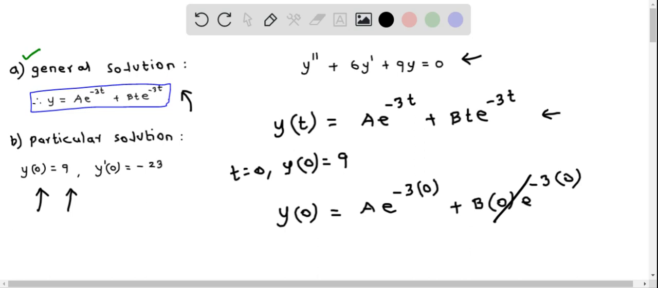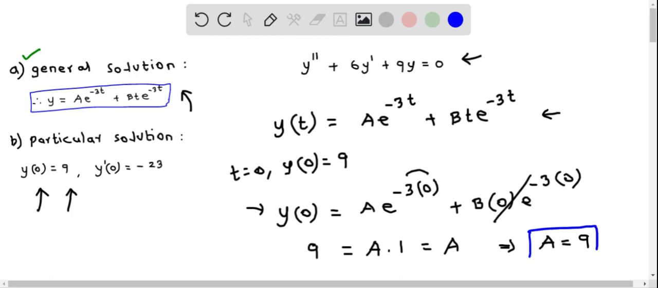And we have the first term, that is a times e raised to the power of negative 3 times 0, which is e power 0, and that is 1. So basically, this becomes a times 1, which equals a. And on the left side we have y of 0, which is given as 9. So therefore 9 equals a, or we see that the value of a equals 9. So we found the value of one of the constants, that is a equals 9.